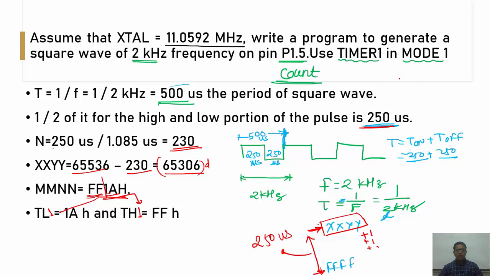And what is the use of the count value here? It indicates my initial count value is now FF1AH, and the maximum value it is going to reach before overflow is FFFFH. Upon reception of each clock pulse, this count value goes on incrementing: FF1B, then FF1C, like this, up to FFFFH. The amount of time required to travel from the initial value to the final value is the total 250 microseconds. So these are the steps that we have to follow when calculating the count.